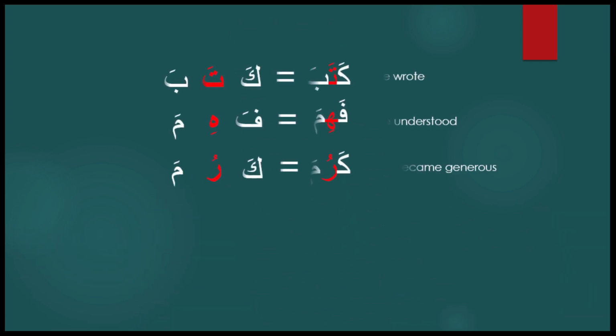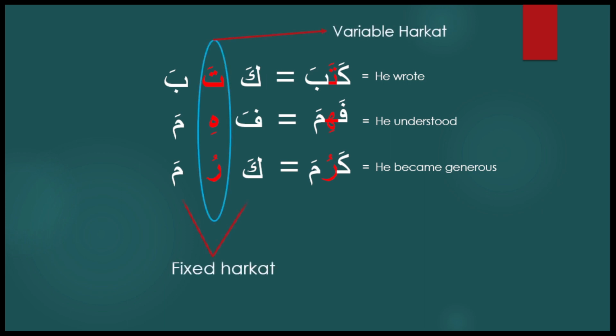If we notice, then we can see that the middle letter's harkat is changeable. The middle letter can take fatha or kasra or dhamma. But the first and third letters always take fatha, fatha. So the middle harkat is variable and the first and third harkat are fixed. By this method, the three base letter sequence and the harkat sequence, we can make this word: kataba, fahima, karuma.